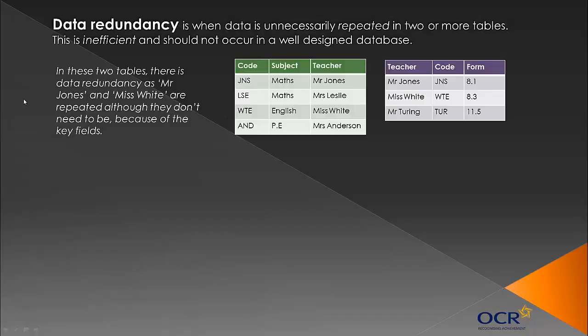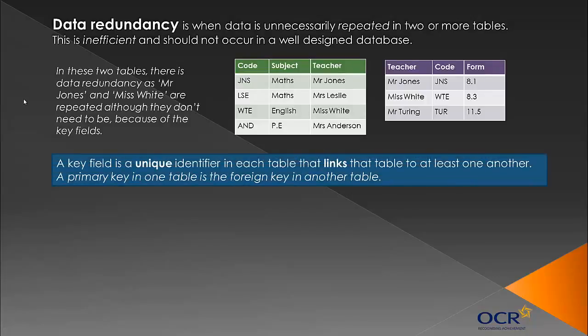Because of key fields. And let's just define what a key field is. You may not know. A key field is a unique, that's important, identifier in each table that links that table to at least one other. So in this example, code is a unique identifier. It's a key field. It's unique and it links to this table.